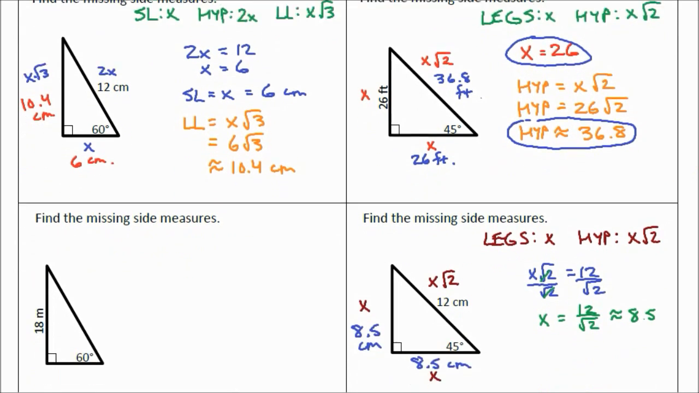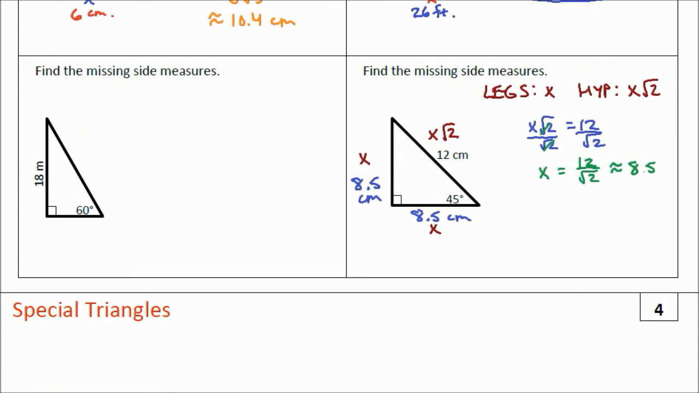Let's do one more. Here's another 30, 60, 90 triangle. This time they gave us the long leg. Before you start solving this, write down your rules for 30, 60, 90 triangle. Short leg is going to be x. Hypotenuse is going to be 2 times x. The long leg is going to be x times the square root of 3.